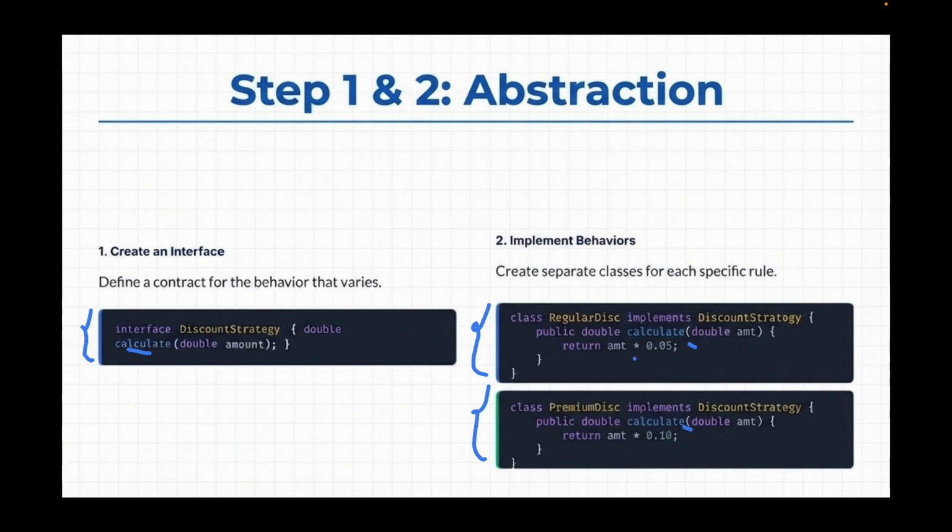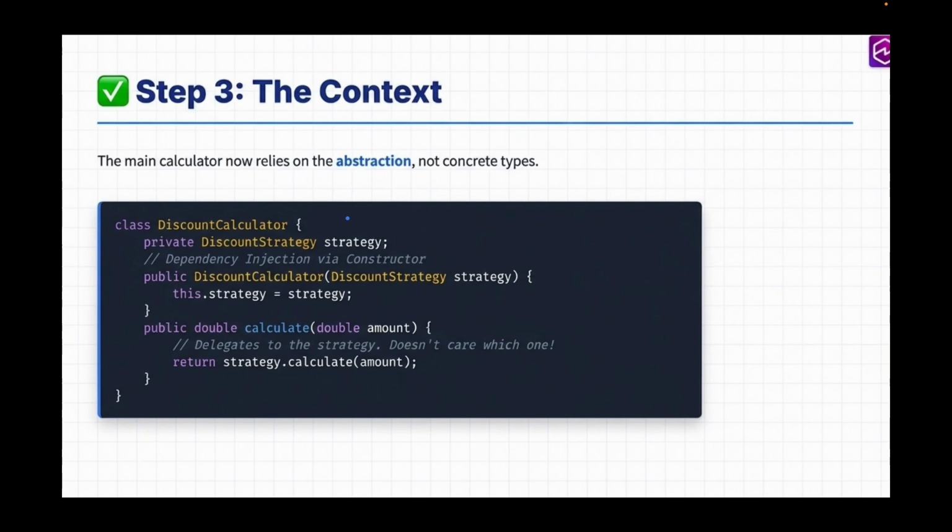Now we modify the discount calculator class one last time. Instead of taking customer type as input, it now takes an object of discount strategy. Inside the calculator, we simply call strategy.calculate on the amount. There are no if-else conditions. There is no customer type checking. The discount calculator only knows that it has a strategy, and that strategy knows how to calculate the discount.